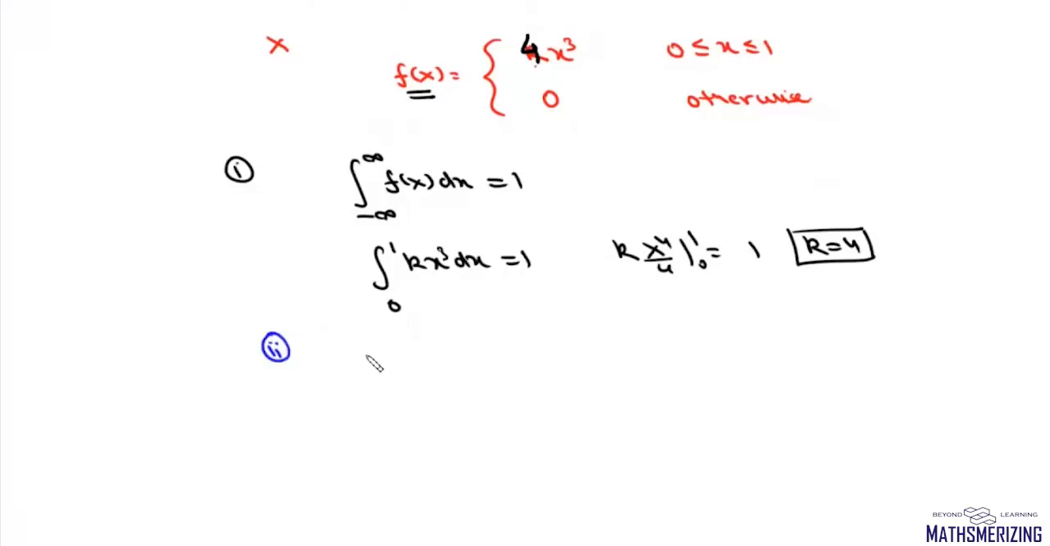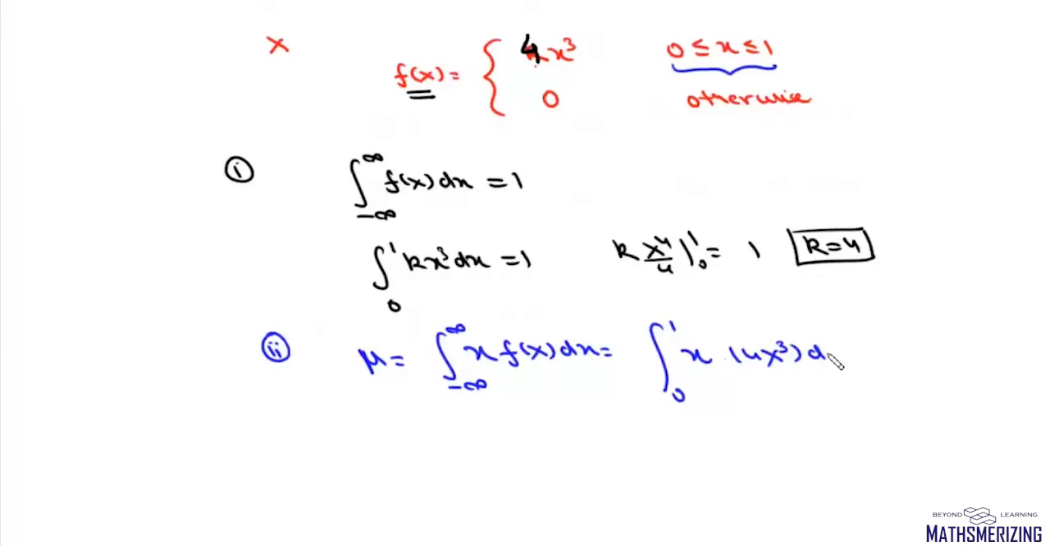Now with this value of k, we can find its mean. The mean of this probability distribution will be the integral from minus infinity to plus infinity of x fx dx. Now this integral will be 0 except for the region between 0 and 1. So it will be the integral from 0 to 1 of x times fx, and fx in this case is 4x cubed. So it will be 4 into the integral from 0 to 1 of x to the power 4 dx, which is equal to 4 into x to the power 5 upon 5 from 0 to 1. So its mean will be simply 4 by 5.